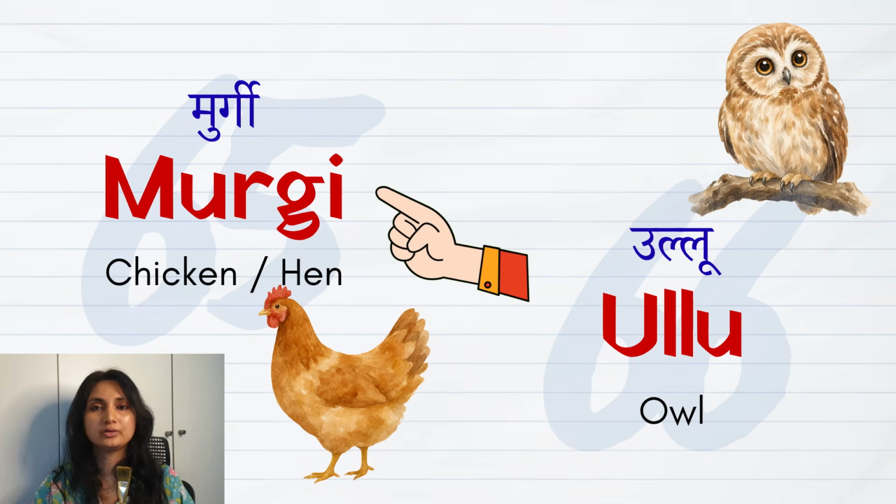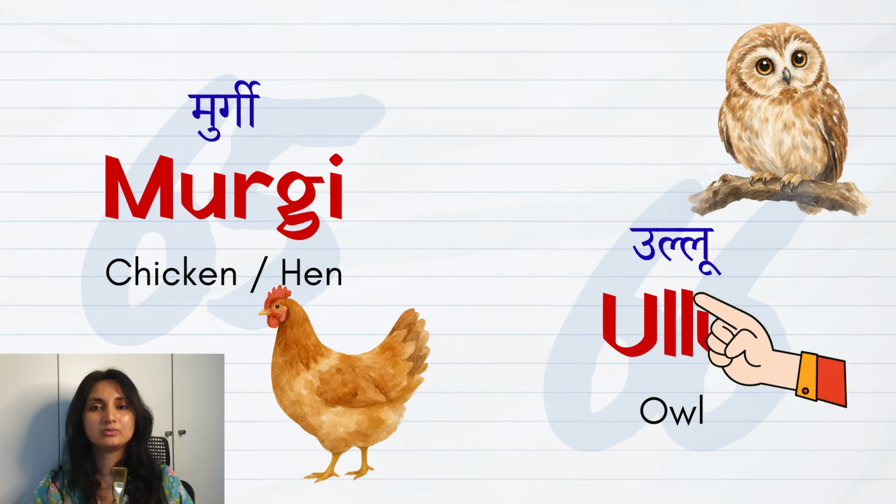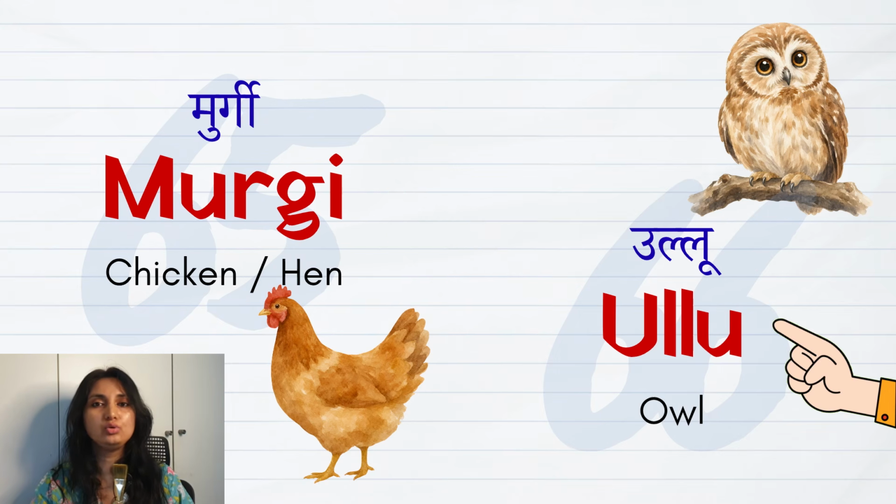Next, we have the word for a chicken or a hen, which is murgi. And the plural, as you've seen earlier, for billi and billiyan, will be murgi and murgiyan. And then we have the word for owl, which is ullu. So we have murgi and ullu. And ullu is also both singular and plural.